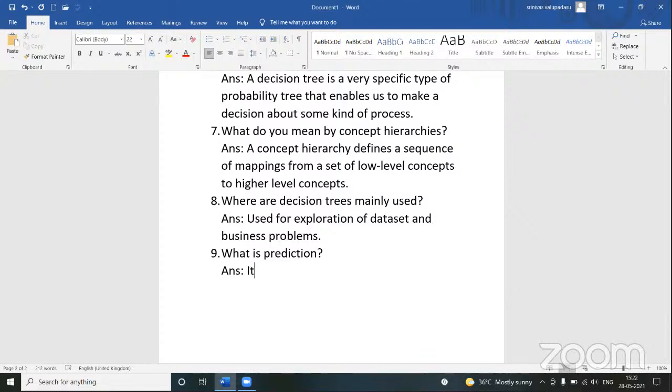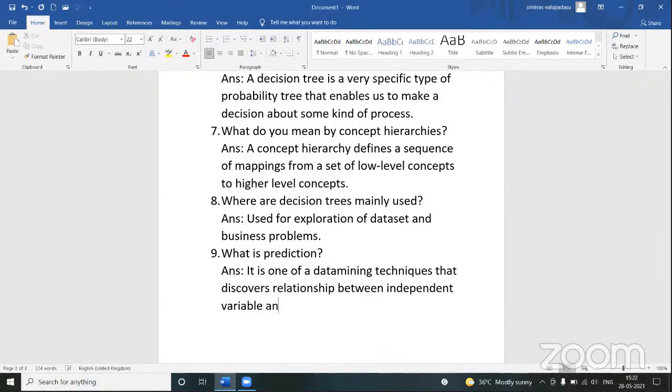So here we can say it is one of the data mining techniques that discovers the relationship between independent variables and the relationship between dependent variables.